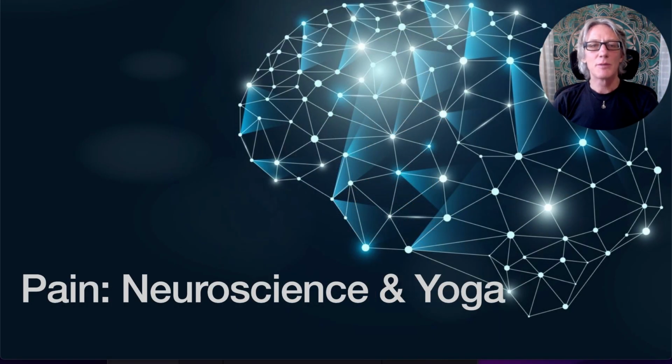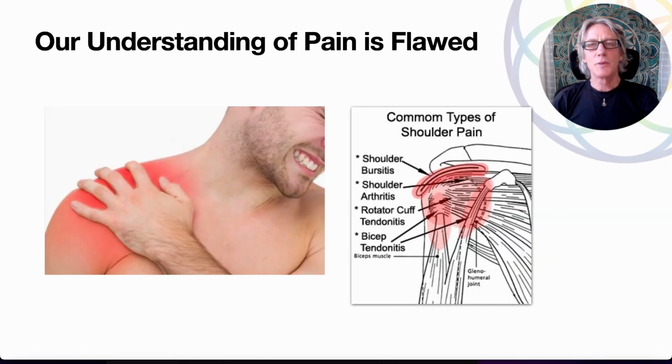Now I'd like to talk a bit about pain, neuroscience, and yoga, and how this relates to the shoulder joint. So basically, in our society, we have a total misunderstanding of what pain is and how it works, and this is also in our medical community as well. The common assumption is that if you have pain somewhere, there must be a local problem in the tissues, a local injury. And this just isn't true most of the time.